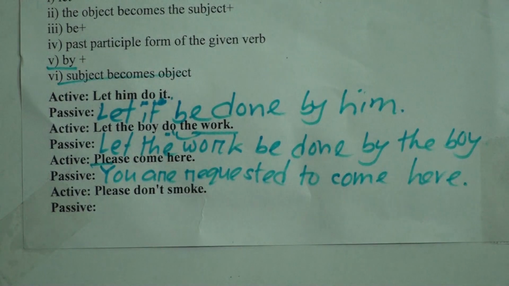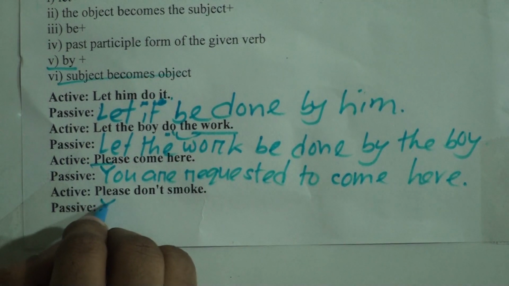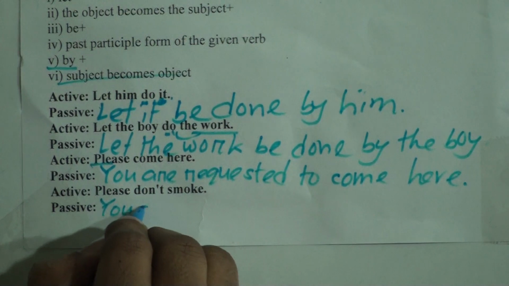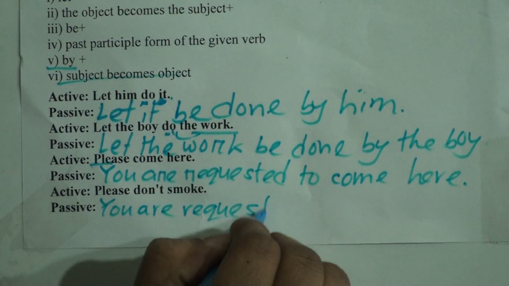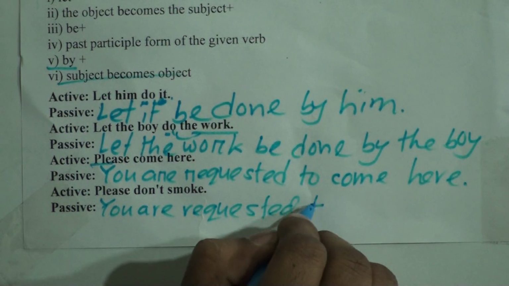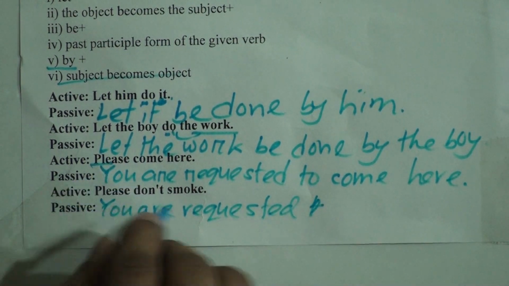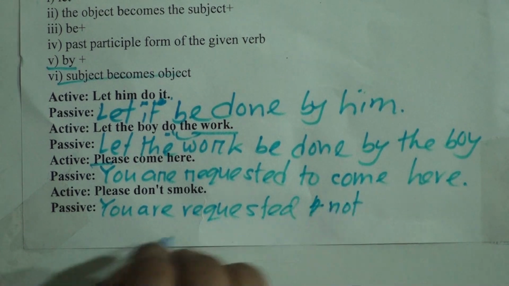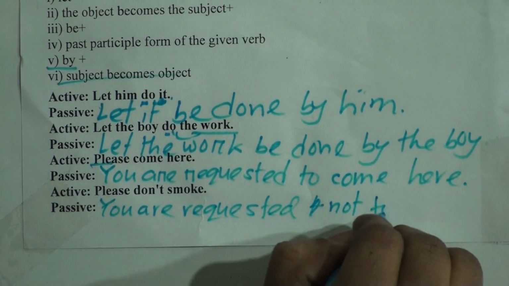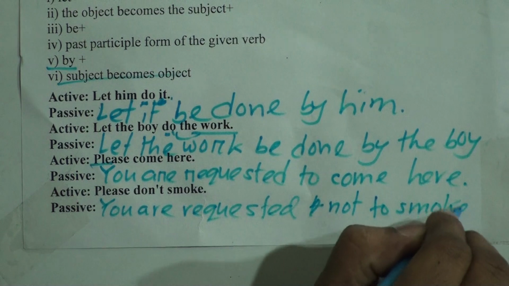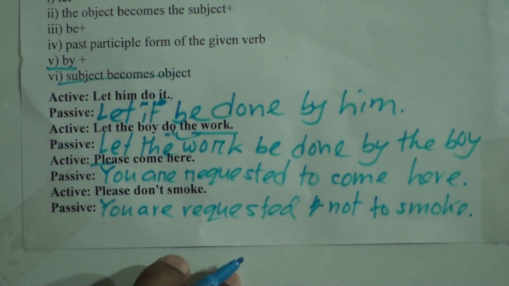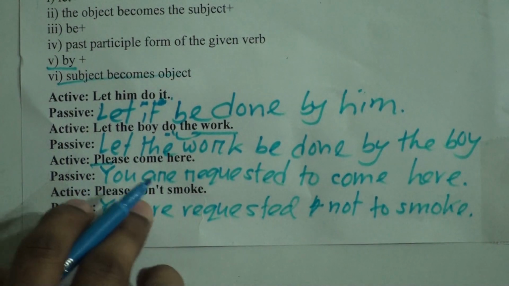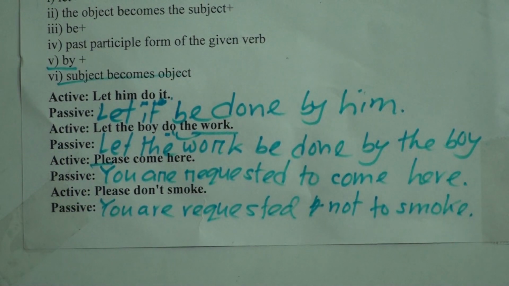Okay? Please don't smoke. If a sentence starts with please don't, in place of please we have to put you are requested to. So if a sentence starts with don't, we have to put not to. You are requested not to smoke. So if a sentence starts with don't, we have to put you are requested not to. And if a sentence starts with please, we have to put you are requested to. Okay, let's go to the next rule.